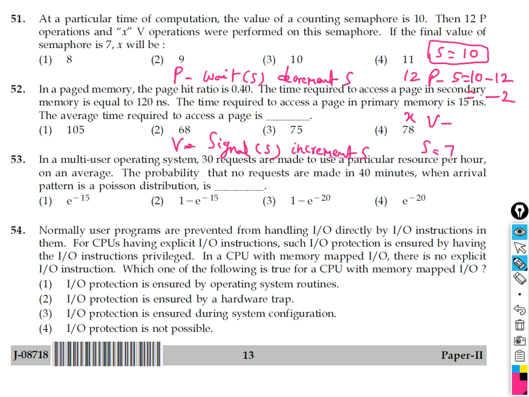After that, xv operations have been carried out. V operation represents signal of s, which is going to increment the semaphore. So how many increments? X increments. So at present the semaphore value will be minus 2 plus x, and the resultant value they have given as 7, the present current semaphore value. So minus 2 plus x will be equivalent to 7. X will be equivalent to 7 plus 2, that is equal to 9. They have asked for x value. X is 9. So answer is 2.